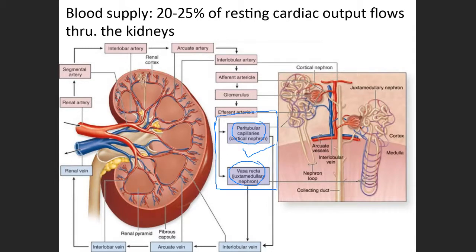So anything that gets cherry-picked back out of the nephron to be taken back up into the blood gets picked up by one of these two capillaries. These are the capillaries not only of gas exchange for the nephron cells, but they're also the capillaries of reabsorption back from the nephron fluid.